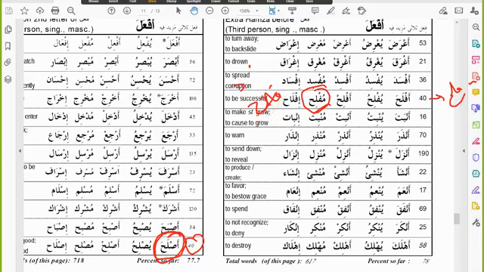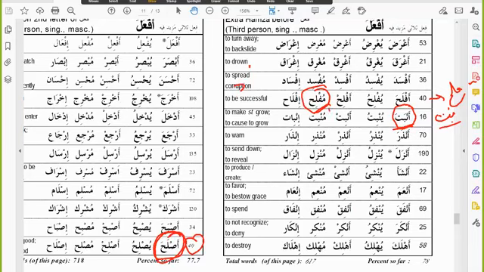Anbata means to grow, but oftentimes it can also mean to grow hair, to grow plants, anything that you're growing. It comes from the root nabata, which means to grow. Anbata means it grew, and the context is going to tell me whether it's referring to plants or other things. Yunbitu, growing or planting. Anbit, you're asking him to grow.